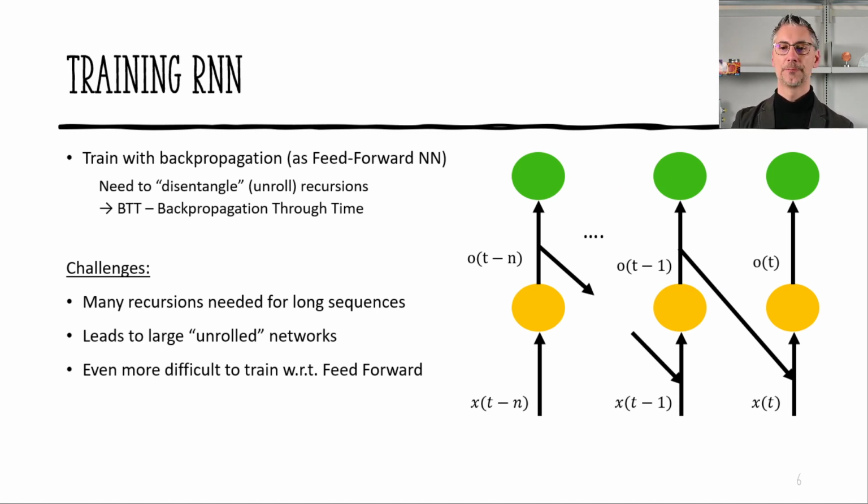It turns out we can do it with backpropagation, just as with feed-forward or convolutional neural networks. But there's a catch, of course. We need to disentangle, or as it's called, unroll these recursions. And this is why it's called BPTT, backpropagation through time. Of course, this poses a few challenges. Many recursions are needed for long sequences, but that leads to large unrolled networks in this modified backpropagation through time. So when we say that maybe big convolutional networks are difficult to train, this becomes even more difficult because we now have all these unrolled recursions.